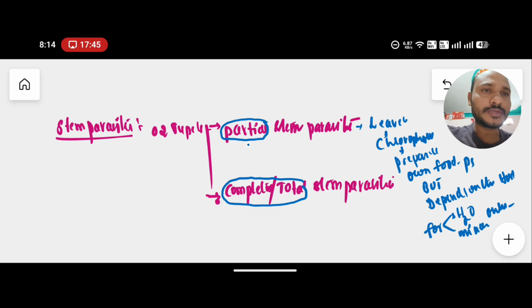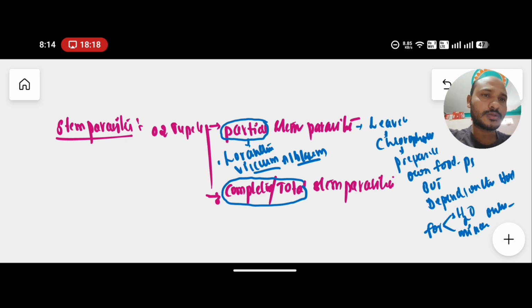Now here we have a few examples for partial stem parasites. That is Loranthus and Viscum album. So these two are examples for partial stem parasites.